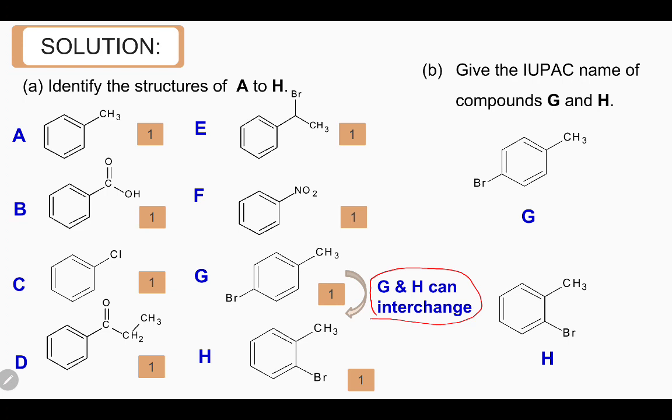B. IUPAC name of compounds G and H. G is para-bromotoluene or 4-bromotoluene, whereas H is ortho-bromotoluene or 2-bromotoluene.